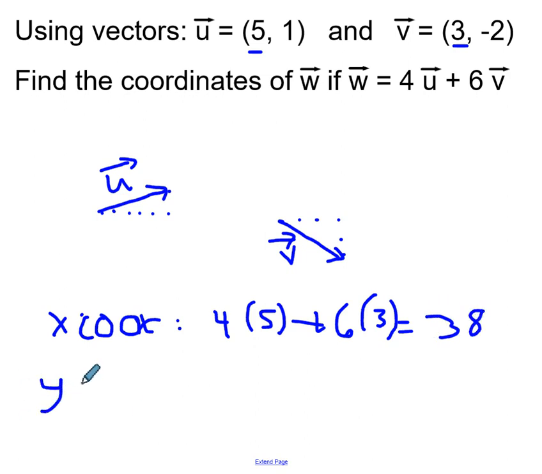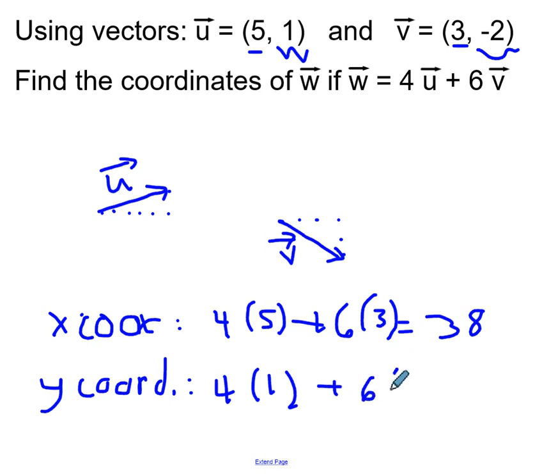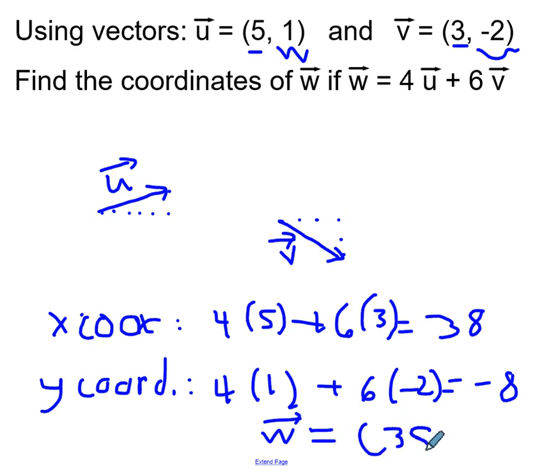Now you have to find your y coordinate. In your coordinates, you're going to take the second one, but it's the same rule. So you have to do again 4 times your y coordinate of u plus 6 times your y coordinate of v. So 4 times 1 is 4, plus 6 times minus 2 is minus 12. So 4 minus 12 is minus 8. So what would be your answer? The coordinates of W would be equal to 38 and then minus 8.